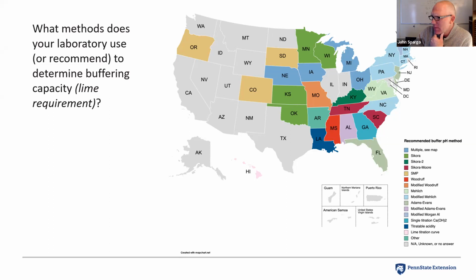A couple of, I think, interesting notes here. Vermont never really used a buffer to make their lime recommendations. They're actually using modified Morgan extractable aluminum to get an estimate of soil buffering capacity. And I think Frank mentioned the method they use in Georgia with the single titration point of calcium hydroxide.